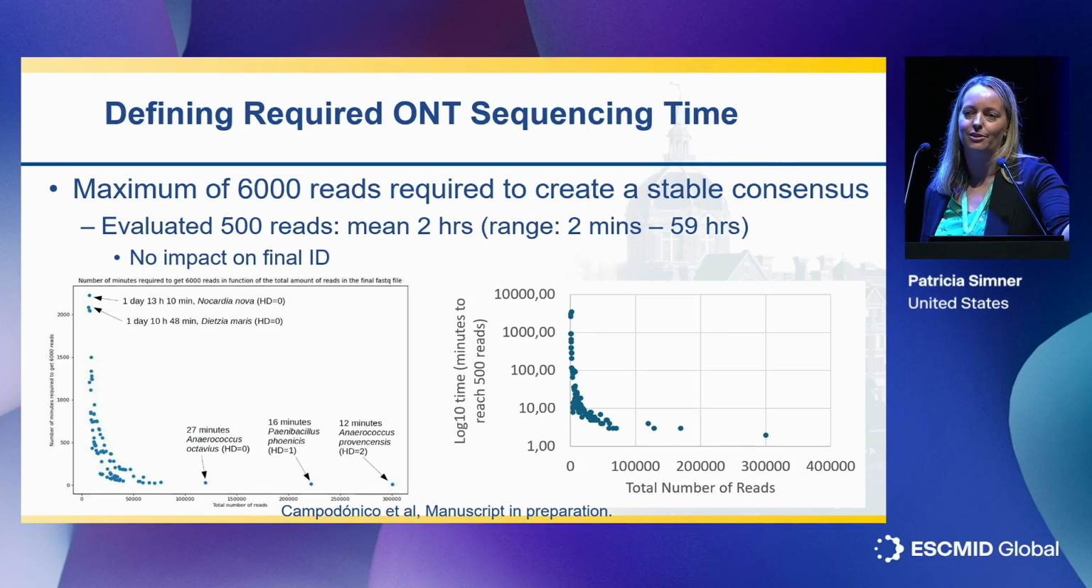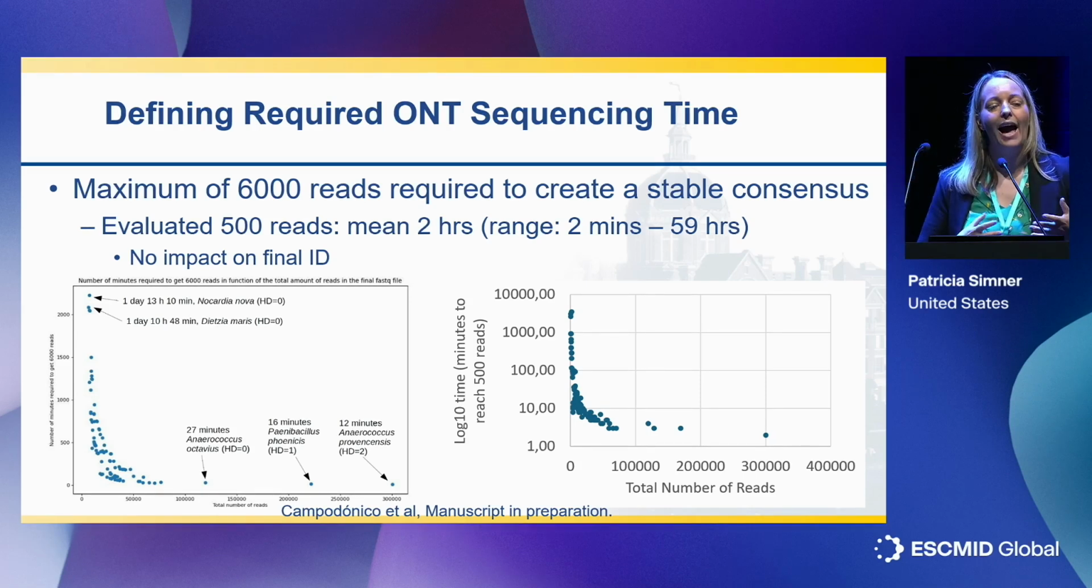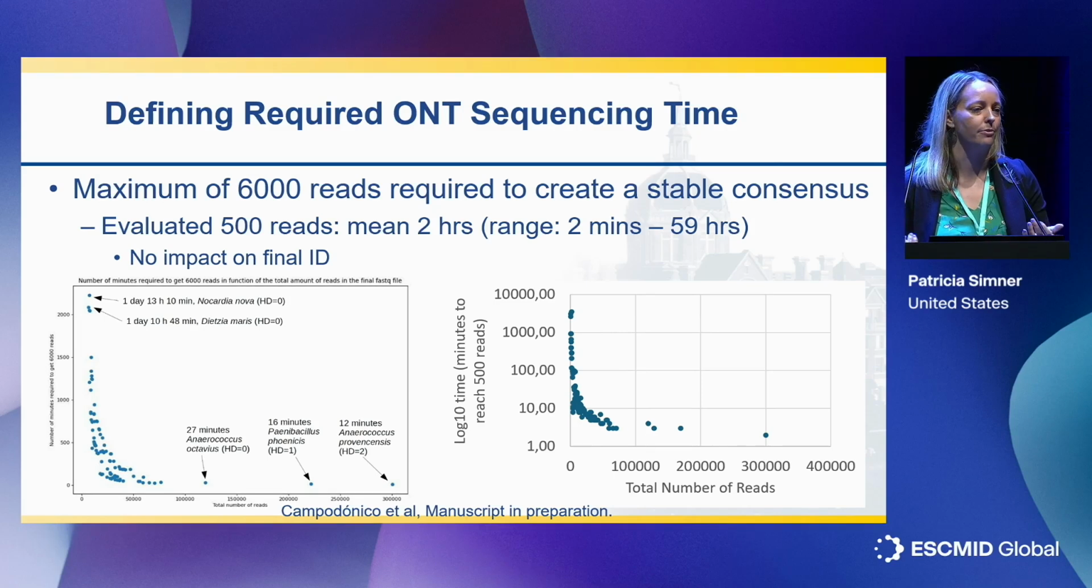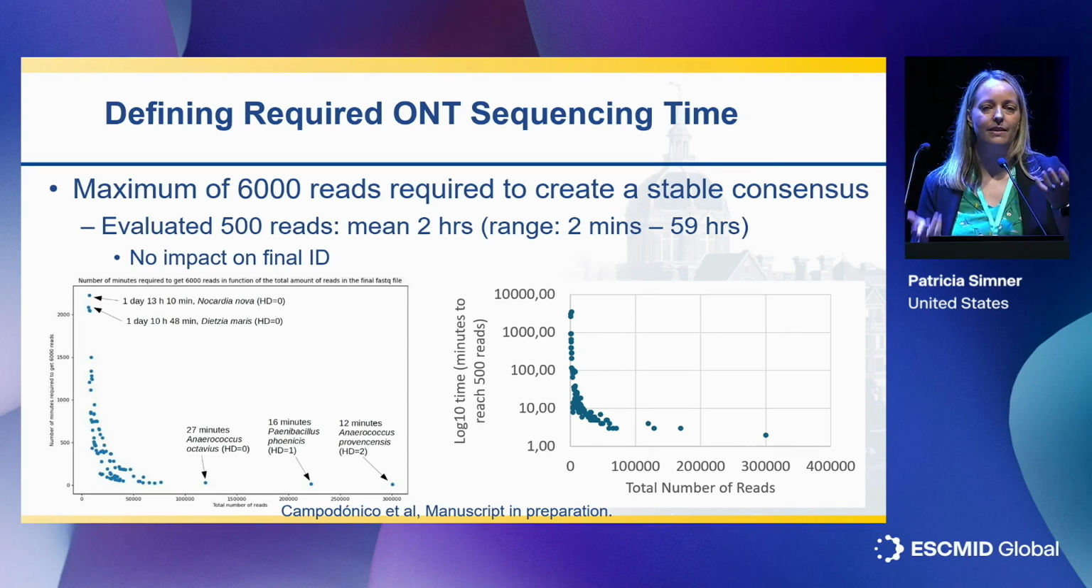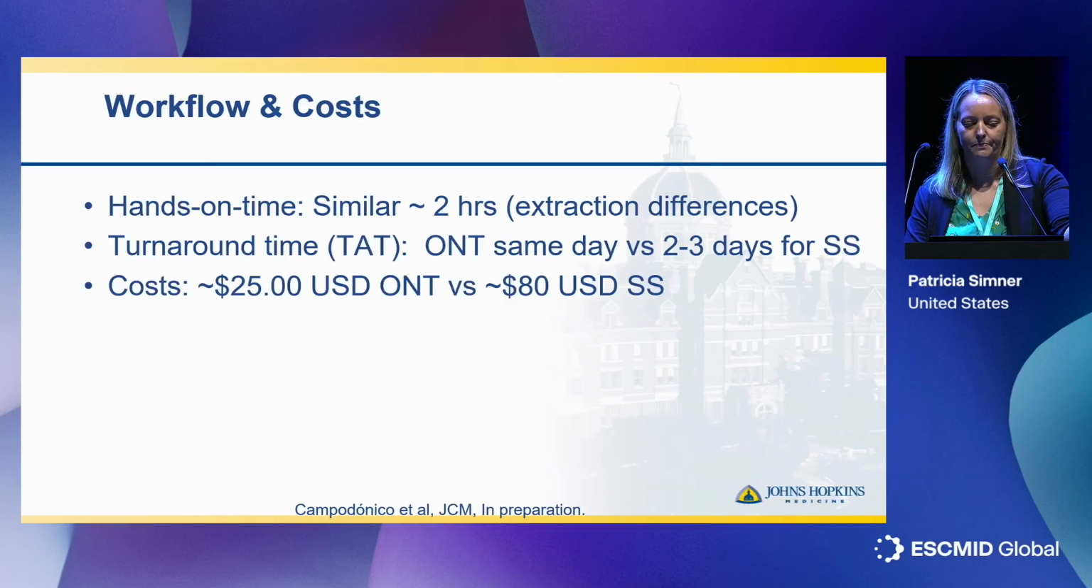So we asked the question, could we take a smaller subset, so let's say 500 reads, how long does it take to generate those 500 reads, and do we see any difference in the identification at 500 versus larger numbers? And we found that we've seen stable ID results at 500 reads, and we could achieve that within 2 hours across the various organism groups that we had challenged the panel with.